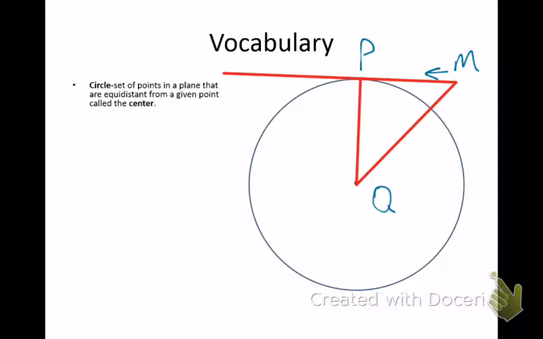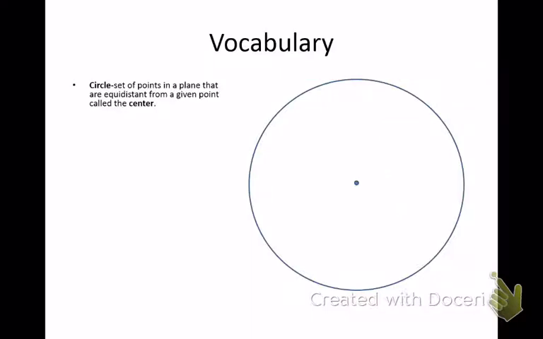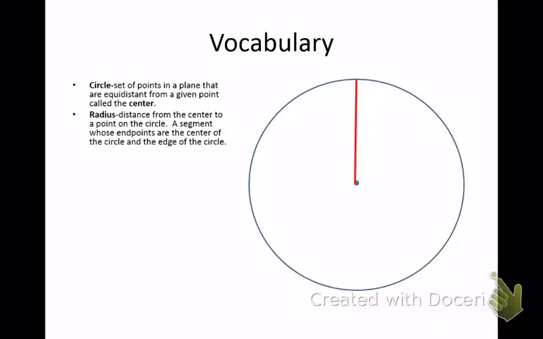So to maintain that distance, the points are going to have to sort of curve around and rotate around point Q. So the reason why a circle is curved is because it has to be, in order to keep a distance that's the same from this center point. Now, we just talked about the distance from the center to a point on the circle, and that is what we call the radius, and we've seen radius before. The radius is the distance from the center to a point on the circle.